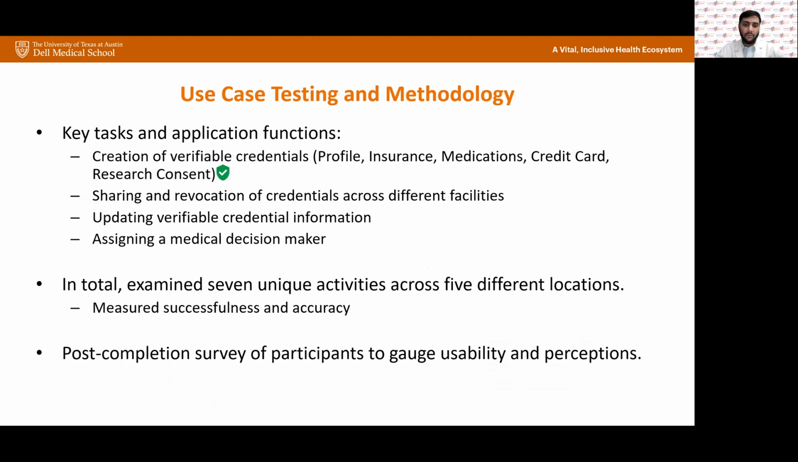We wanted to evaluate the effectiveness of MediLinker in handling the key tasks required for a simple transition of care through a simulation. These tasks included the creation of verifiable credentials, sharing and revocation of said credentials, updating healthcare information, and assigning a medical decision maker, or an MPOA. In total, we evaluated 7 unique activities across 5 different locations in this set of use case testing. We also surveyed the participants about the usability of MediLinker and their perceptions of online health data storage.